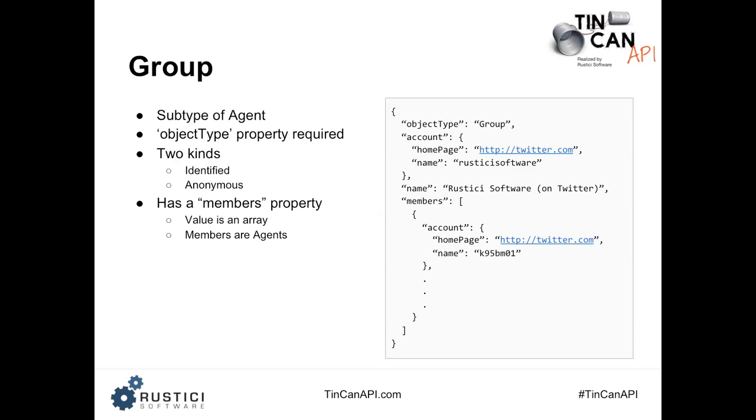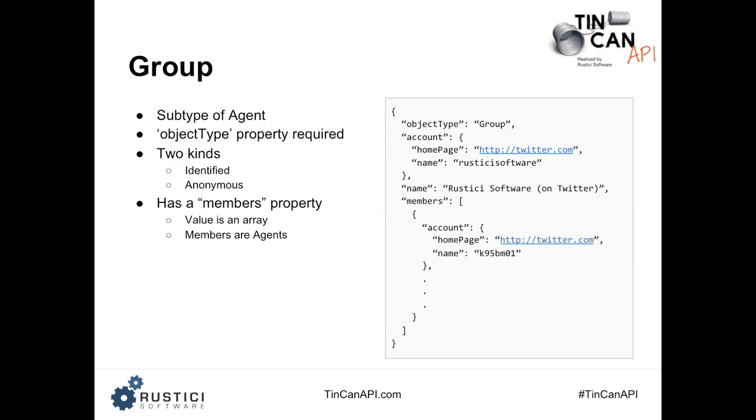A group, then, is a subtype of an agent. For a group, an object type property is then required. An agent can actually have an object type property, but when we see an agent object in an actor property, we do not need to specify the object type. For a group, the object type property must be the word Group, capital G. Groups themselves have 2 kinds. We have identified groups, and then we have anonymous groups. The example here on the right is actually an identified group because it has an account property.